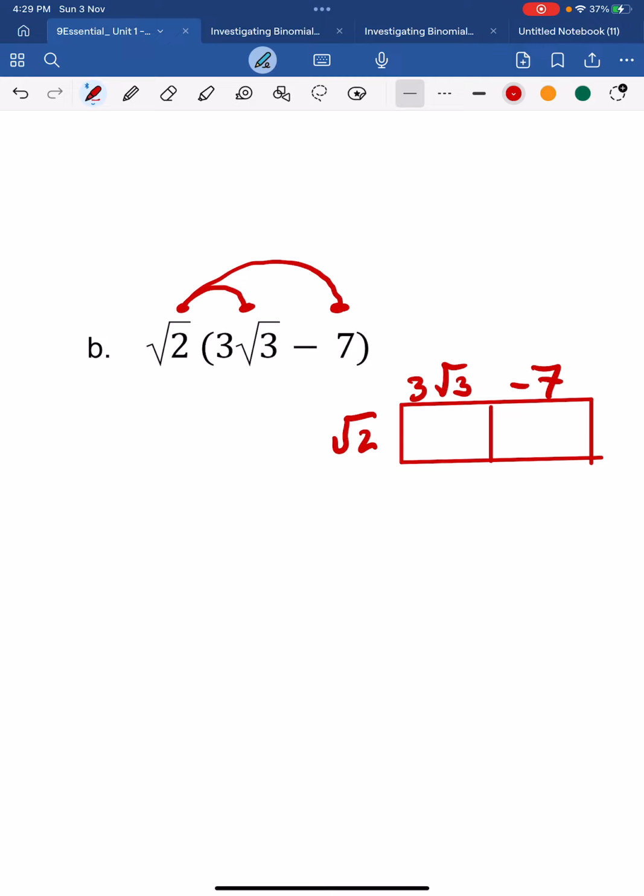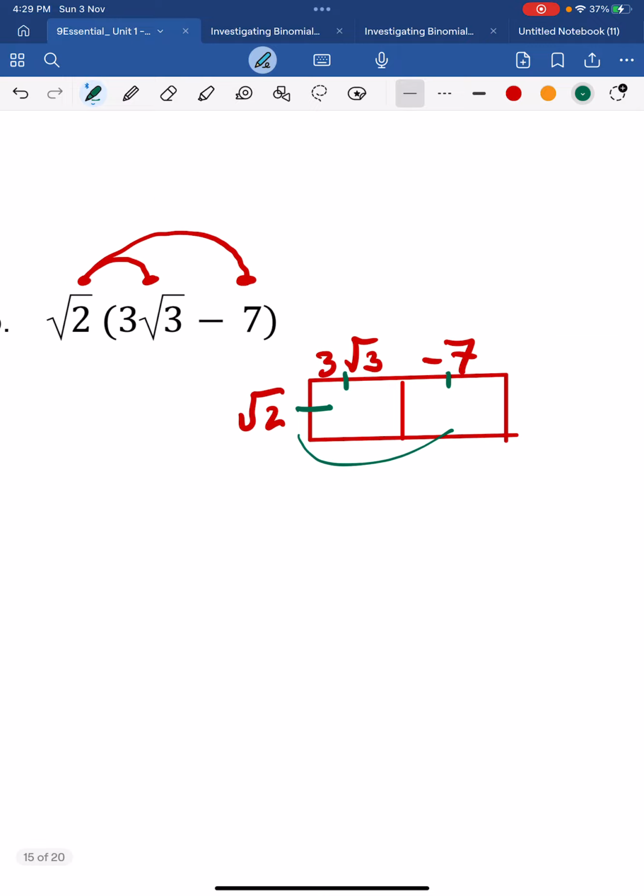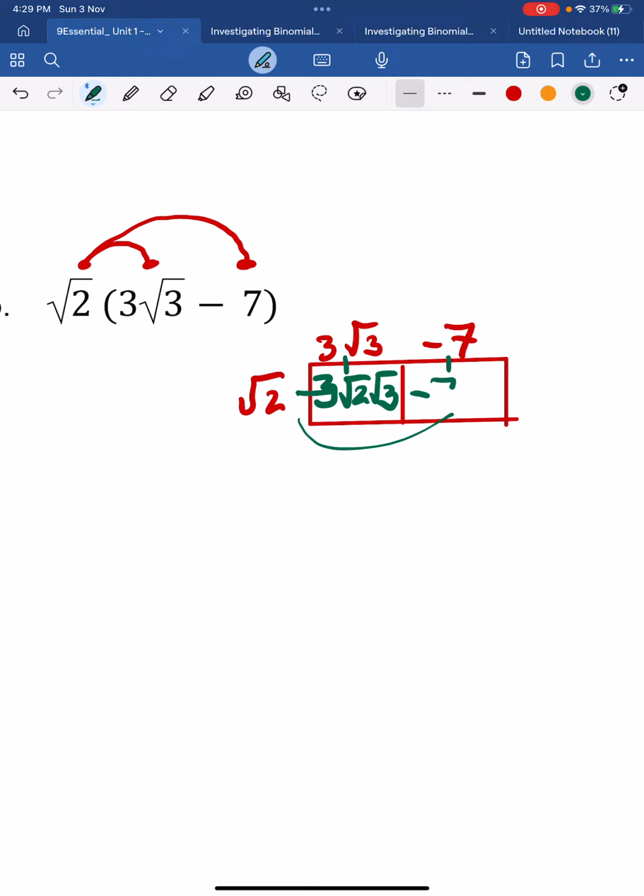Okay, so we just go ahead and use the grid to multiply across and down, right? So in here, the answer, and in here, the answer, right? So let's have a little look. This will be in here 3 times root 2 times root 3, and in here negative 7 root 2. Okay, so that might help. Now can you see in here root 2 times root 3 is root 6. So this is 3 root 6 minus 7 root 2.